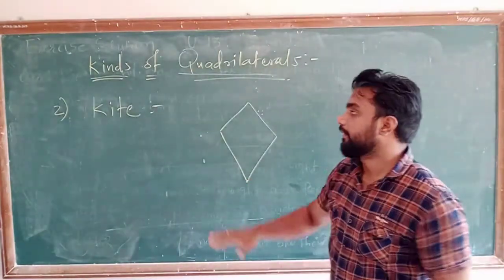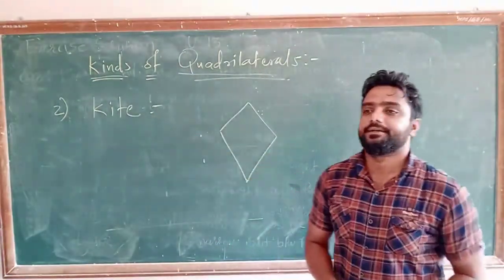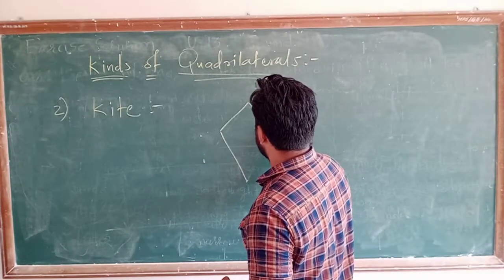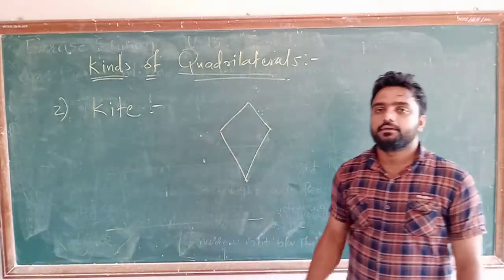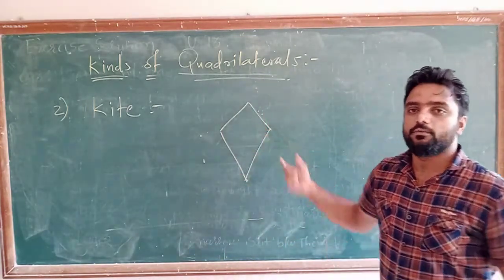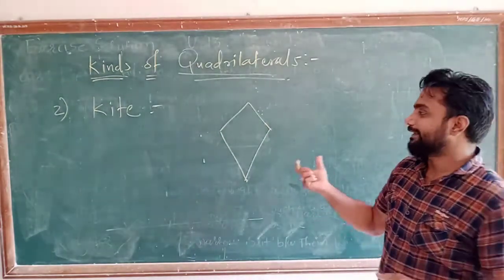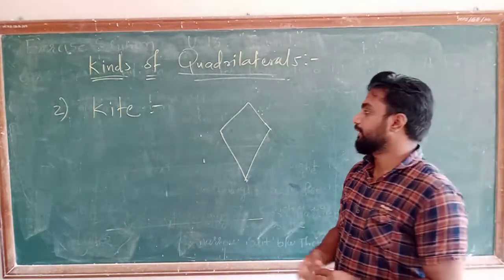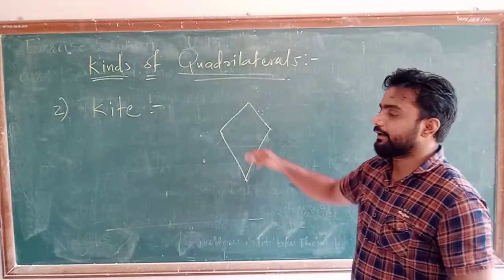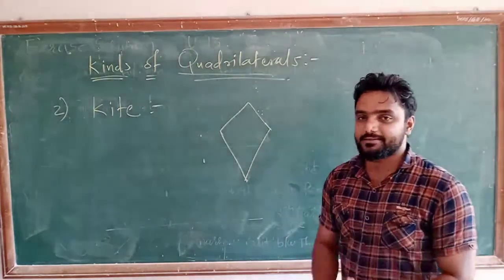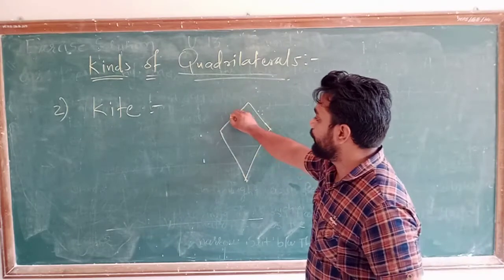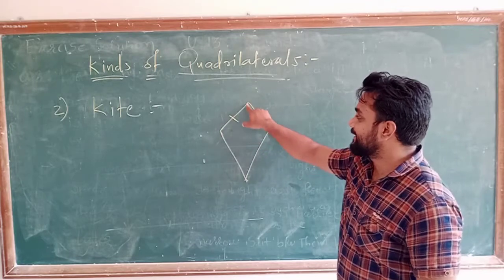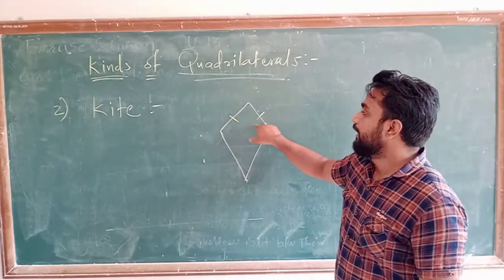Now the second quadrilateral is the kite. It is called a kite. In this way, just see, the shape is almost like a kite. Now, what is the special thing in a kite, and why is it called a kite? In a kite, the adjacent sides, adjacent sides meaning this one and this one, that is, the two sides having the same vertex, are called adjacent sides.